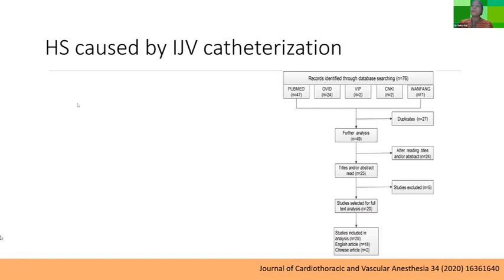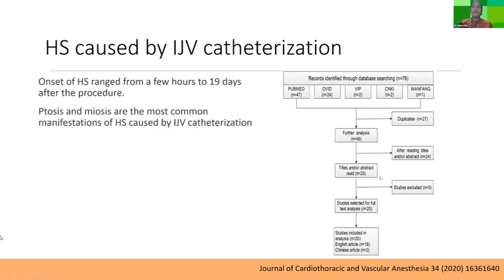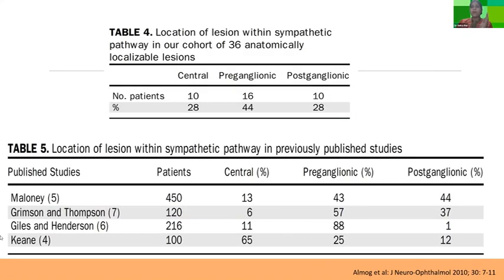It has also been reported with internal jugular vein catheterization. A study of 76 patients found that the onset of Horner syndrome ranges from a few hours to even 19 days after the procedure. So we must remember this. And if we see what is the most common cause of Horner syndrome, preganglionic is the most common cause. The preganglionic Horner syndrome is the most common.